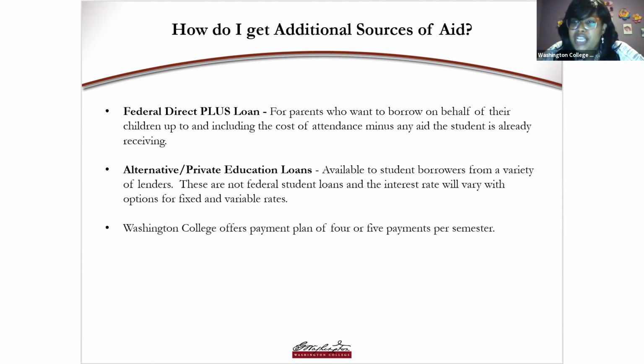Okay. So then you may say, well, I only want to borrow $10,000, but my balance is $15,000. So some families borrow 10 and do the payment plan for the other 5. You can do a combination of all three of these, totally up to you.